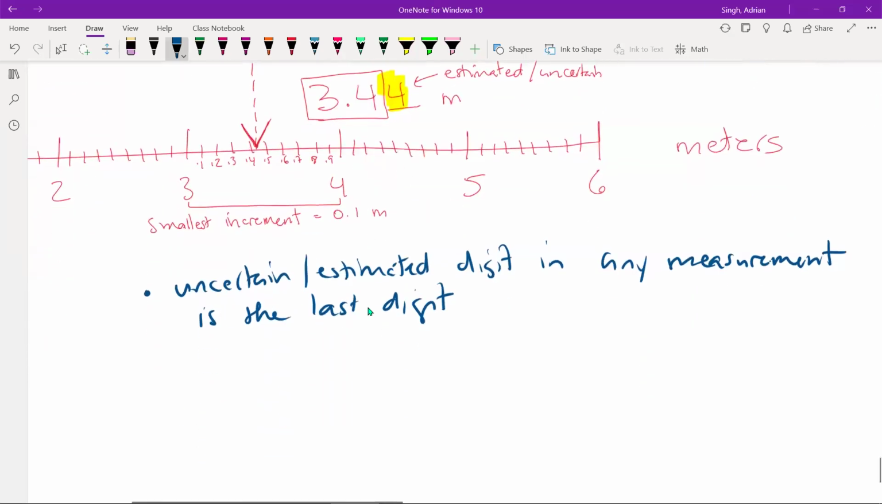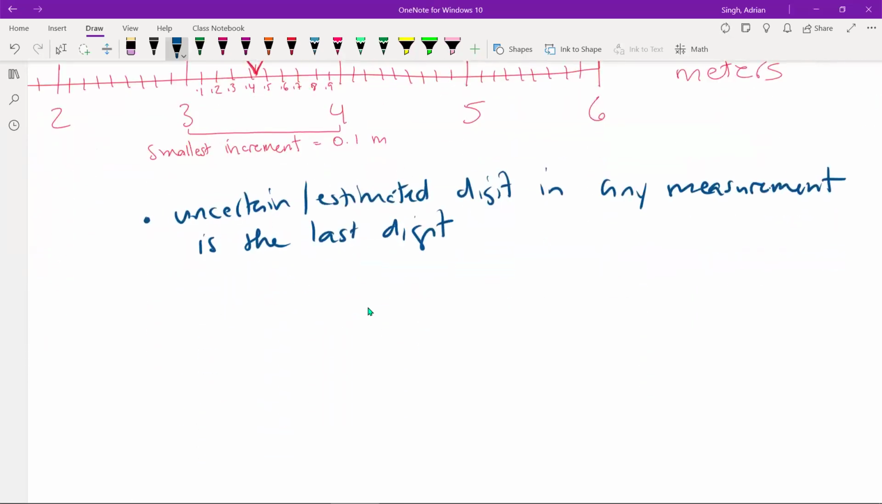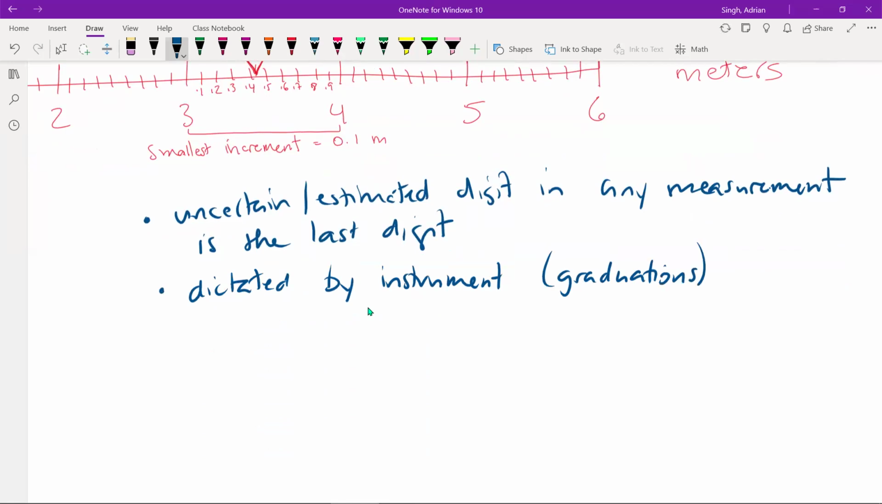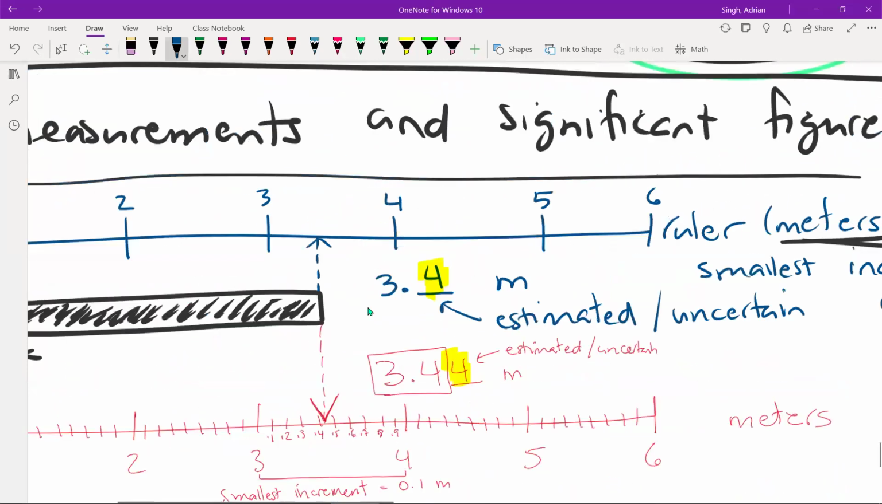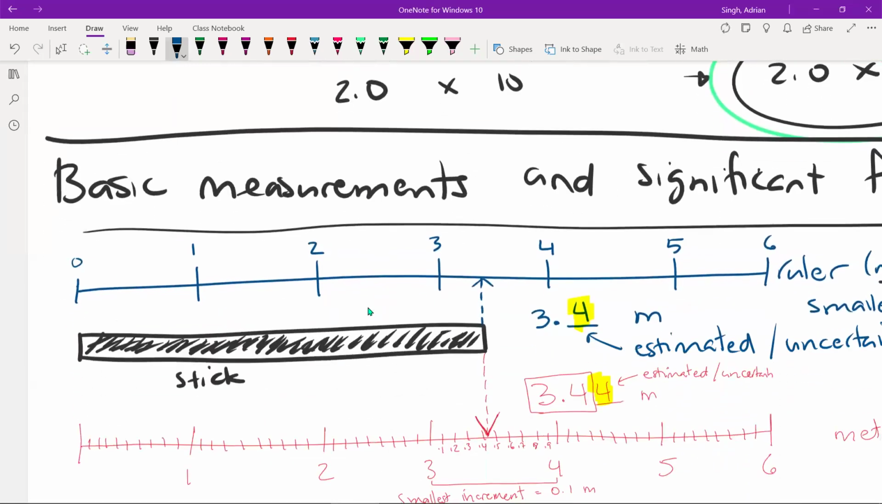Okay, so every single measurement will have some degree of uncertainty associated with it, and that is dictated by that instrument, and specifically the graduations that we see on that particular instrument. So for example, let's say I had a slightly different piece of stick that I was measuring the length of, so let's say I had this purple stick here above, and it went right up to the 3.